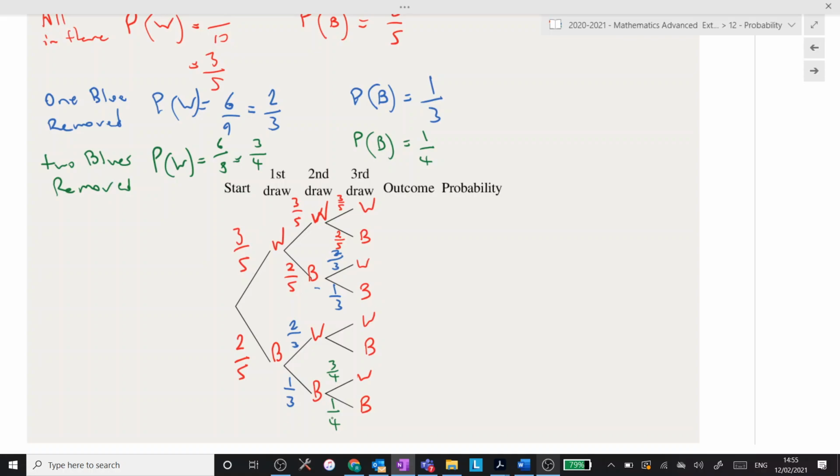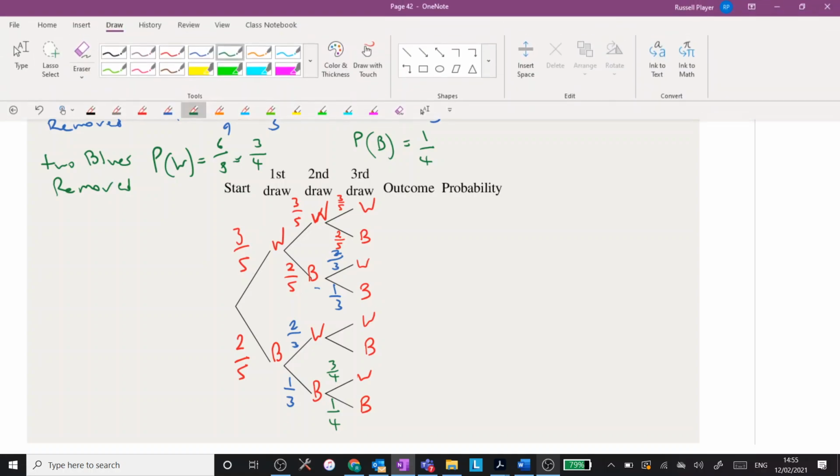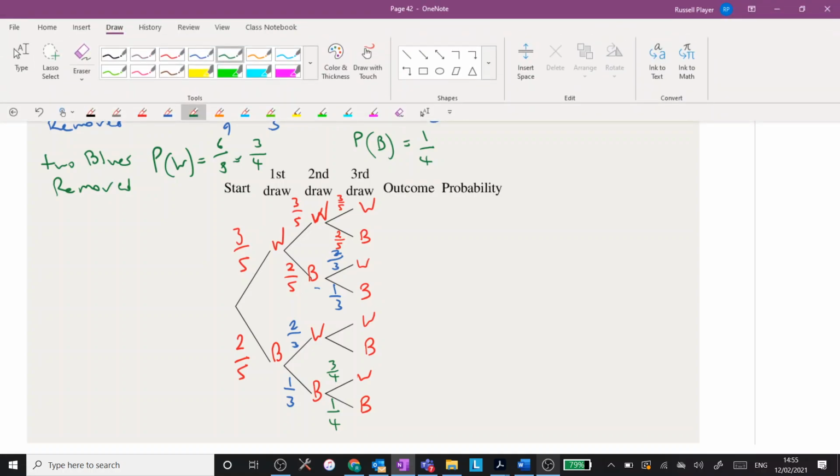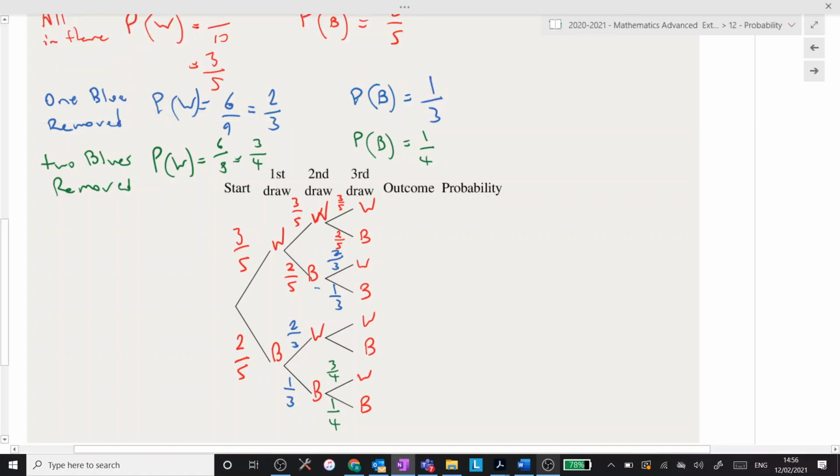Okay, so what about these 2? There's 2 more that we haven't filled in. What are their values going to be? What you've got to think about is what's been taken out. At this stage, you had a blue come out, so you're on the 1 blue removed track. Does that make sense? So on the next one, it was a white. So you're not on the 2 blue track, you're still on the 1 blue removed track. Does that make sense?